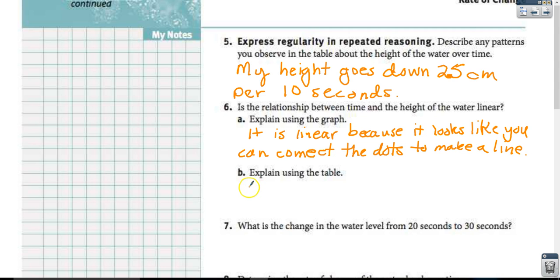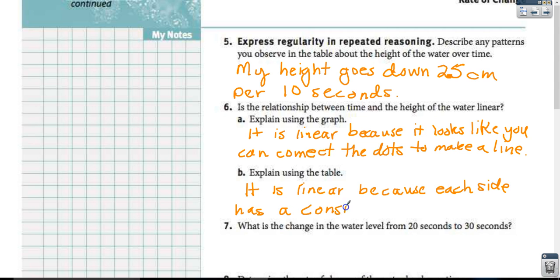Explain using the table. So we know it's linear because each side has a pattern, has a constant, or not constant, we're going to use a big word, consistent pattern. And all that means is the left side always goes up by 10 and the right side always goes down by 2.5.